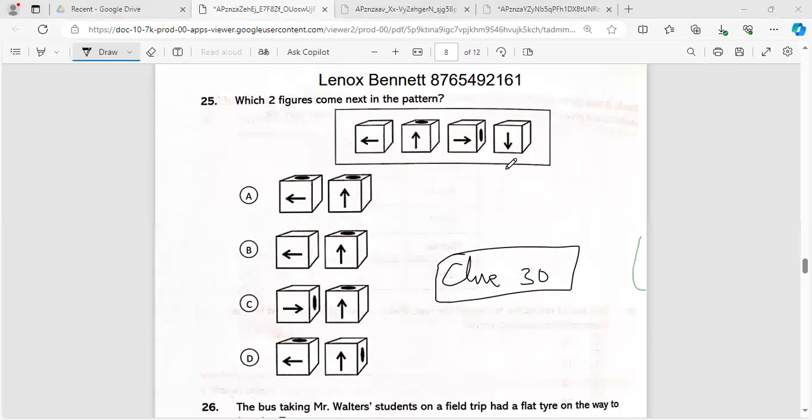A is you go left, then you go up. B is you go left, then you go up. C is you go right, then you go up. Then D, you go left, then you go up. Looks like all of them are the same thing. Sir, my answer is B.